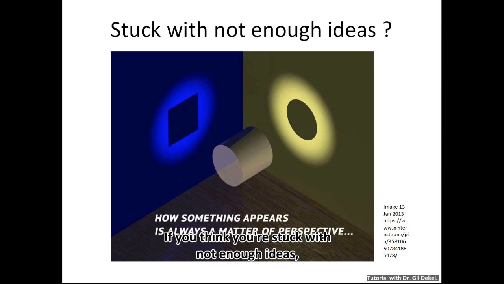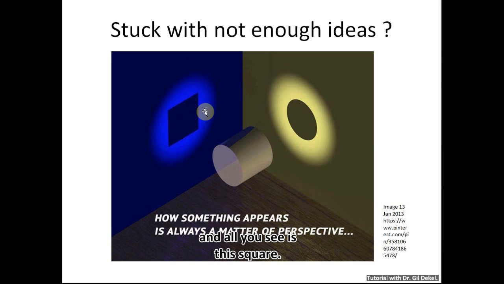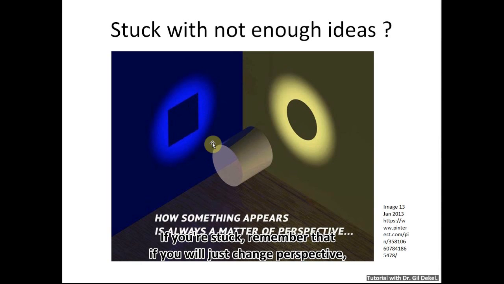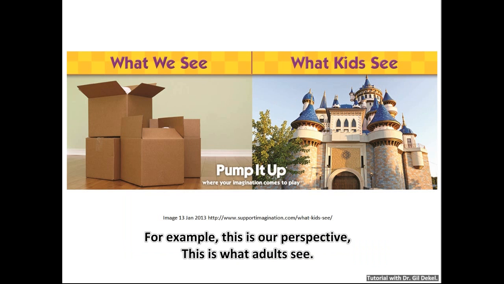If you think you're stuck with not enough ideas, always remember you may be standing here, looking at the problem from that angle, and all you see is this square. If you're stuck, remember that if you just change perspective, you may see a different thing, and there's always a way to change perspective. For example, this is our perspective. This is what adults see. And when kids look at this card box, that is what they see.